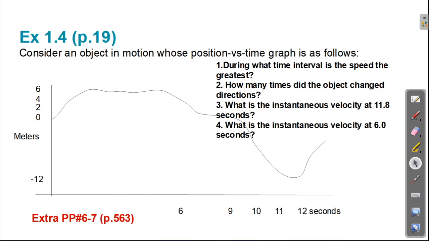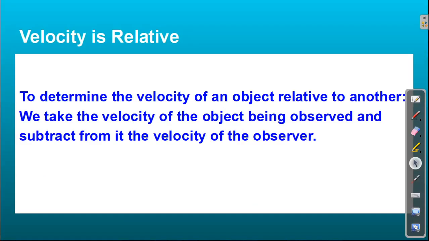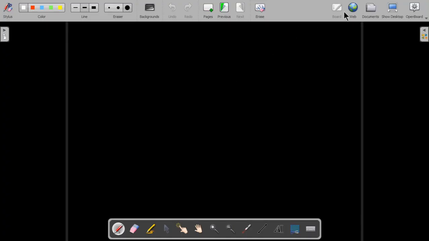Back to instruction. Now, velocity is relative. What do we mean by that? It means it's relative to the person or the object that is observing that velocity. Okay, that's what it means. Let's read this and then try to make sense of it.